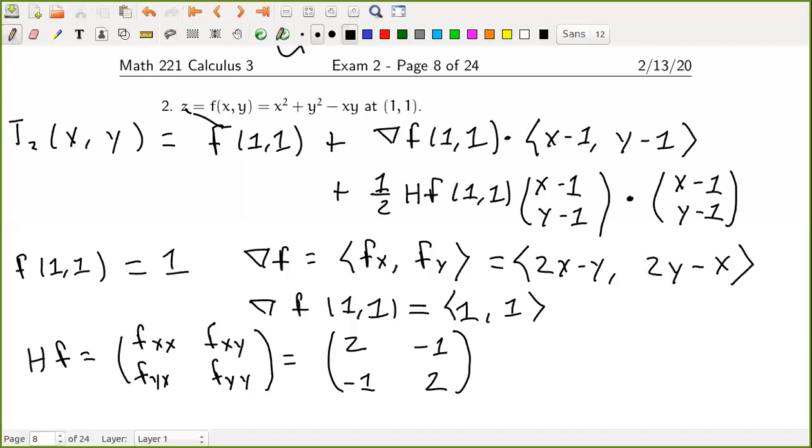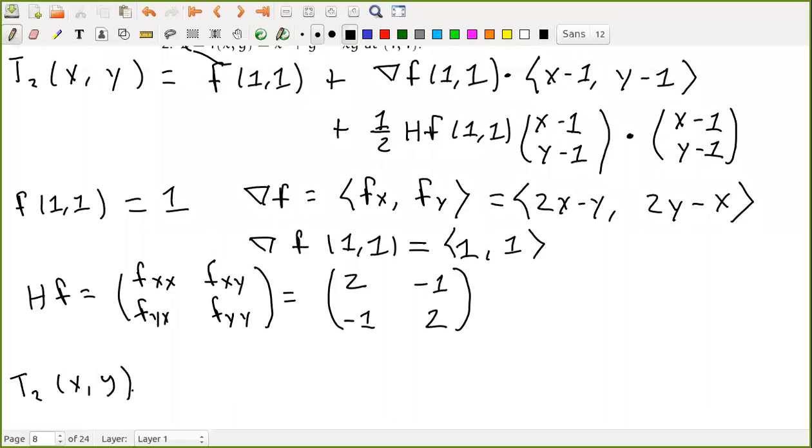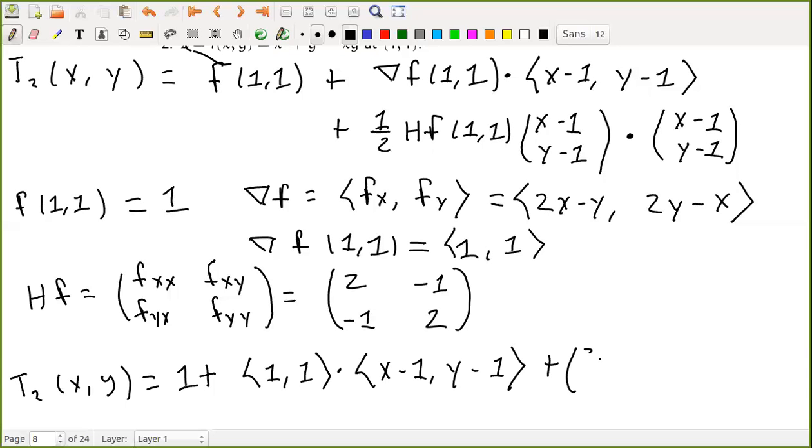Okay. So then T2 of (x, y) is f of (1, 1), which is 1, plus the gradient of f, which is (1, 1), dotted with (x minus 1, y minus 1), plus the Hessian, (2, minus 1; minus 1, 2), times (x minus 1, y minus 1), dotted with (x minus 1, y minus 1). Okay, and if we expand all of this, what do we get?